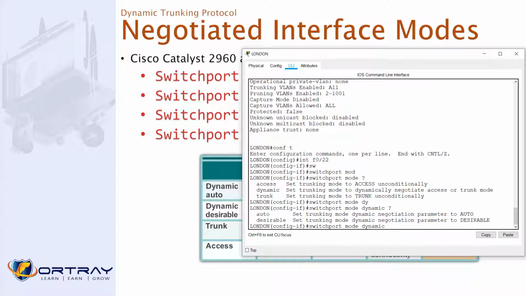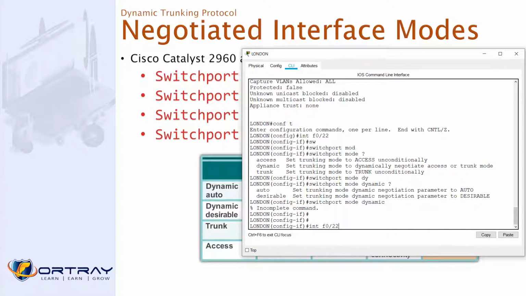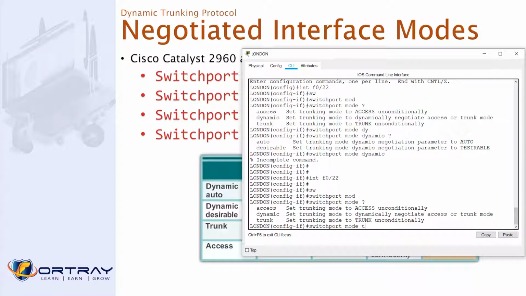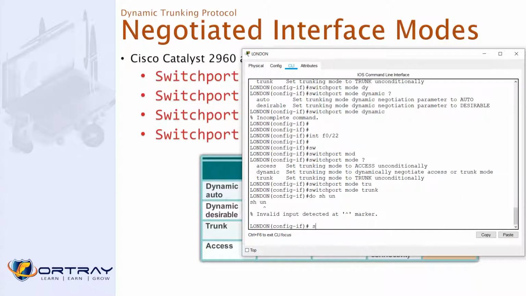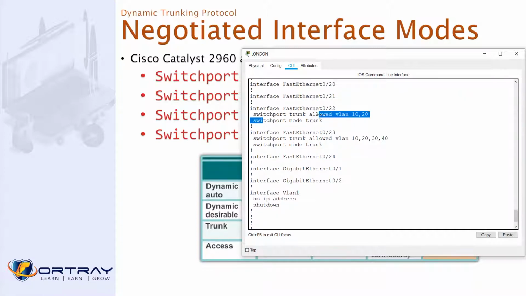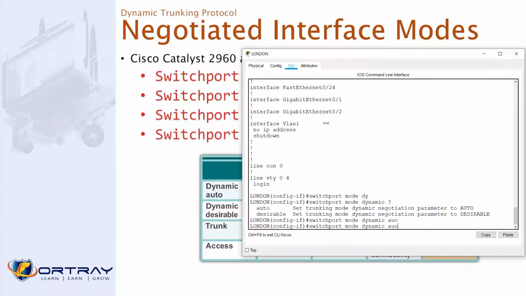So we can configure the trunk two ways. One, manually going into the port and saying you are the trunk. For example, interface F0/22, I say switchport mode trunk. You see trunk. I'm forcing this interface to become a trunk. Clear? Or what I can do is mode dynamic auto.